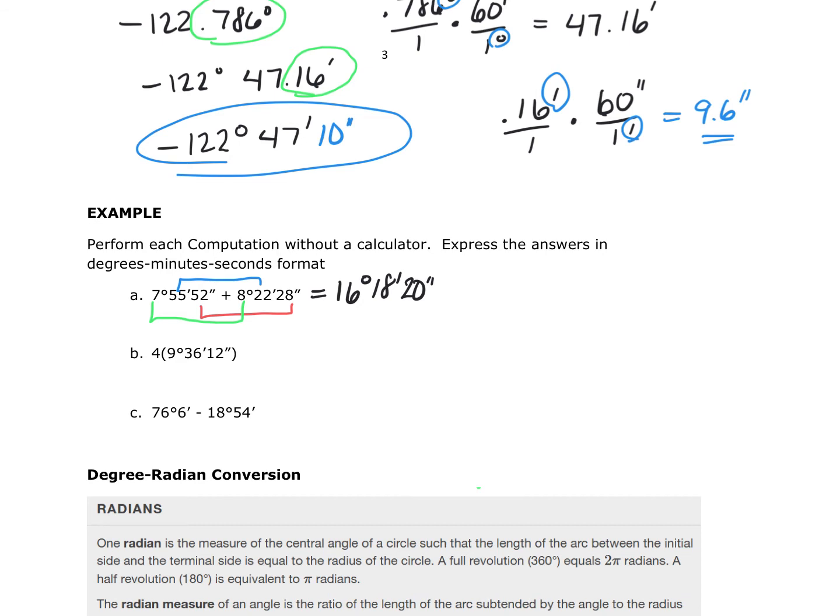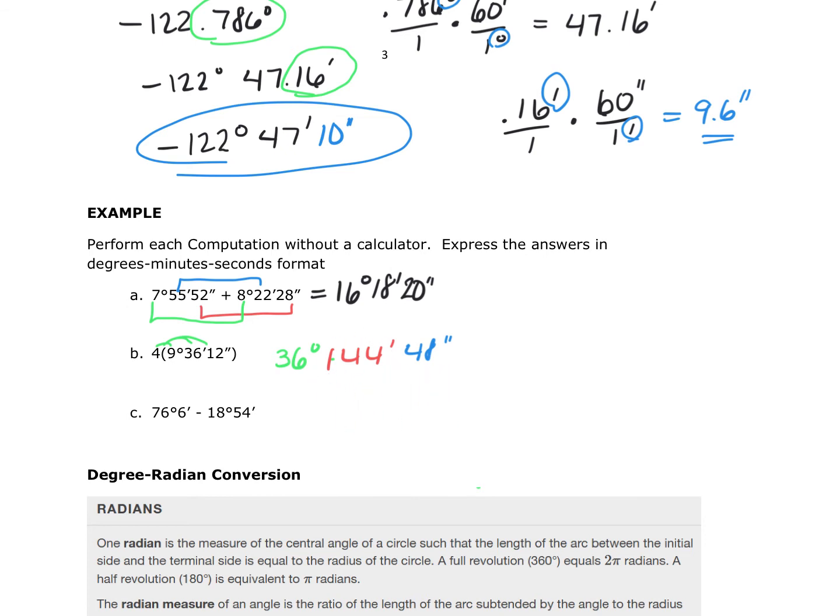Now I'm going to go ahead and do the multiplication. So I'm going to multiply 4 all the way through. I'm going to multiply each one. So I multiply the 4 through, and I'm going to get 36 degrees. That's the first part, so 4 times the 9 degrees. Then I'm going to take the 36 minutes and multiply it by 4, and so I get 144 minutes. And then I'm going to do the 4 times the 12 seconds, and that will give me 48 seconds. Now the 48 seconds is less than 60, so that can stay exactly how it is.